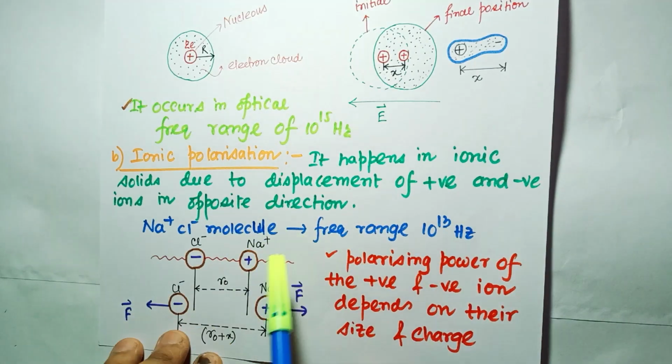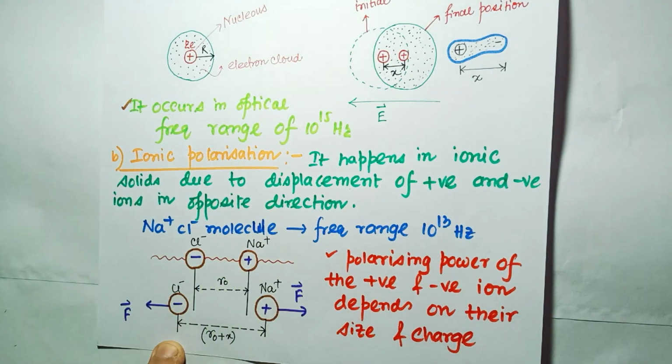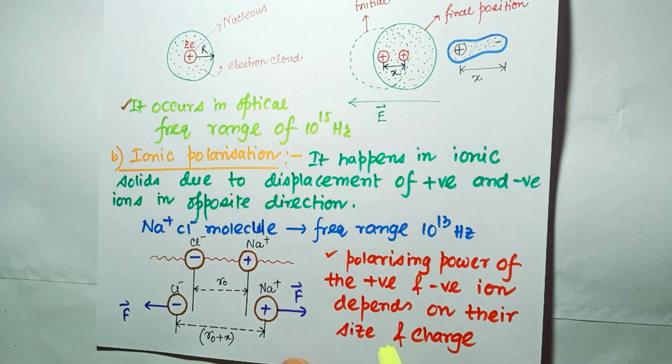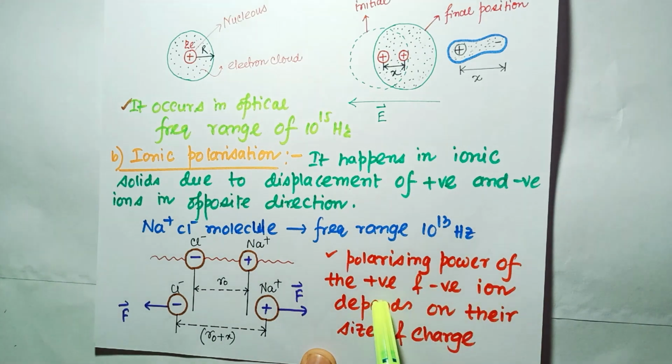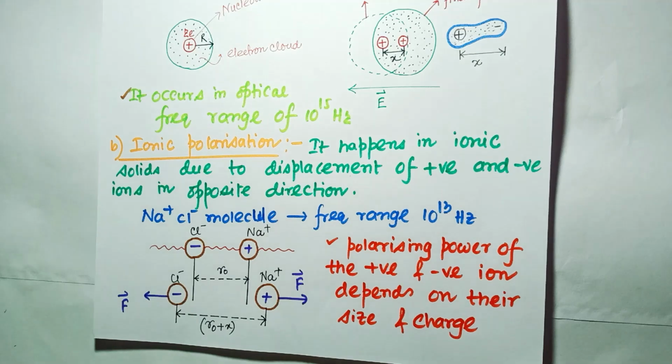Suppose from this figure you can see this is the initial distance between Na plus and Cl minus, it is R0, and with the application of the electric field, the final distance between Na plus and Cl minus will be R0 plus x, where x is the change in distance between the Na plus and Cl minus ions. The polarizing power of the positive and negative ion depends on their size and the charge. It depends on the size and charge of the cation and the anion.